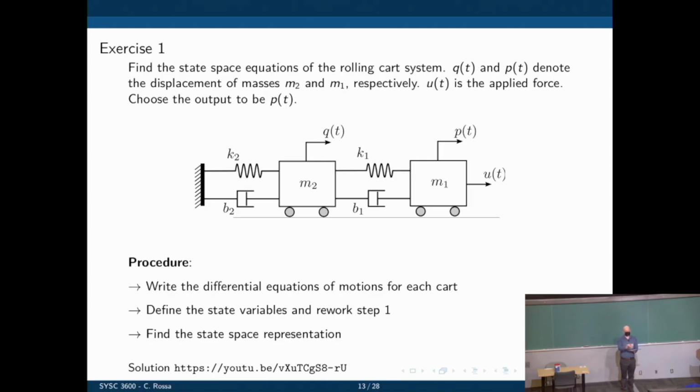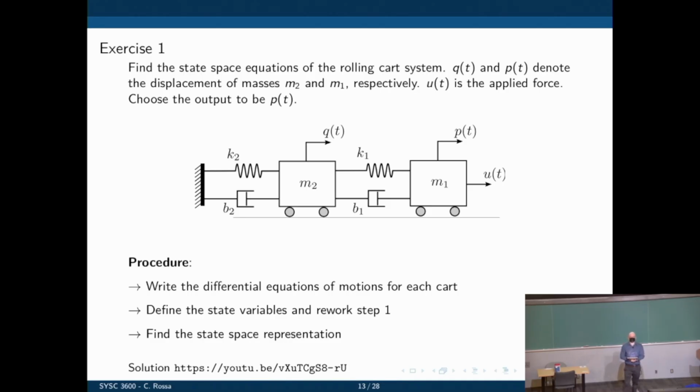Let's focus on the position of mass m1. If I want to know the future position of mass m1, what do I need to know? I need to know its current position. I need to know its current speed. But I also need to know the same for mass 2: its current position and current speed. So 4 state variables. Another way to look at this is what can store energy here?